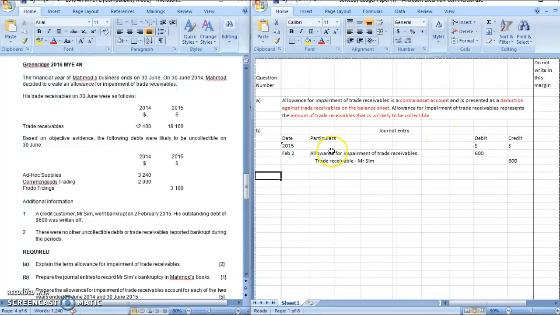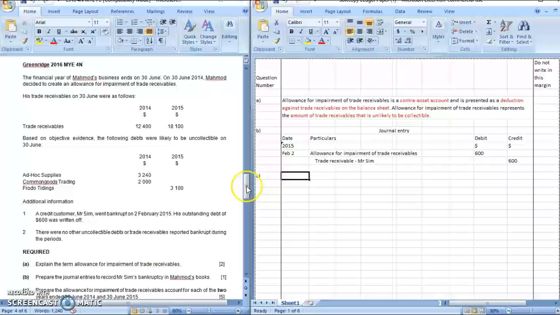Okay. Why do we debit allowance account? Well, think back. Allowance is a contra asset account, meaning it is the opposite of an asset. In other words, it is a minus plus account. So to remove Mr. Sim from this account, we are going to put it in the minus column, which happens to be the debit column.